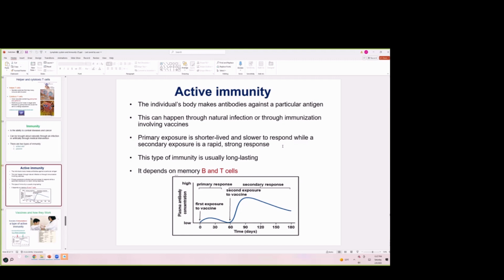So let's look at what happens here in exposure in the primary response. Let's say we take even immunization, for example. When you have your first vaccine against something, let's take the COVID one that we talked about.